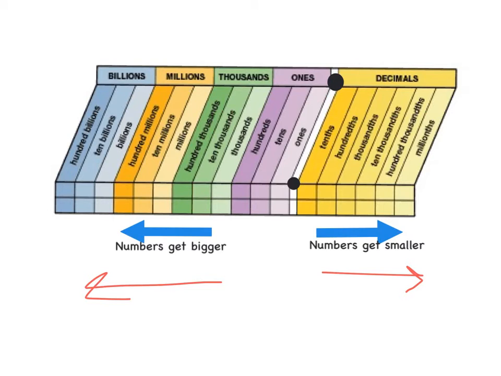For example, if I put the number 9 here in the 10 spot, that would be a different value than if I had a 9 over here in the million spot. Okay?